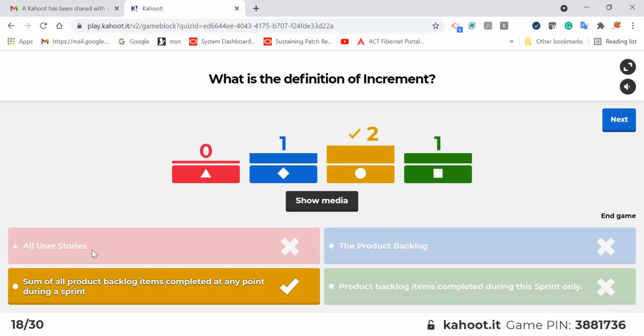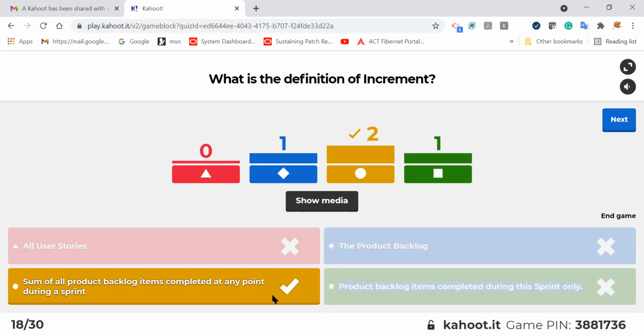It's not all user stories, because when we say the definition of increment, we're not giving all user stories. A product backlog is entirely different from an increment, because a product backlog is a bigger set. It is a complete product vision, but in the increment we are giving the required or high valued customer business goal as a part of an increment only. So even product backlog items completed during this sprint only.